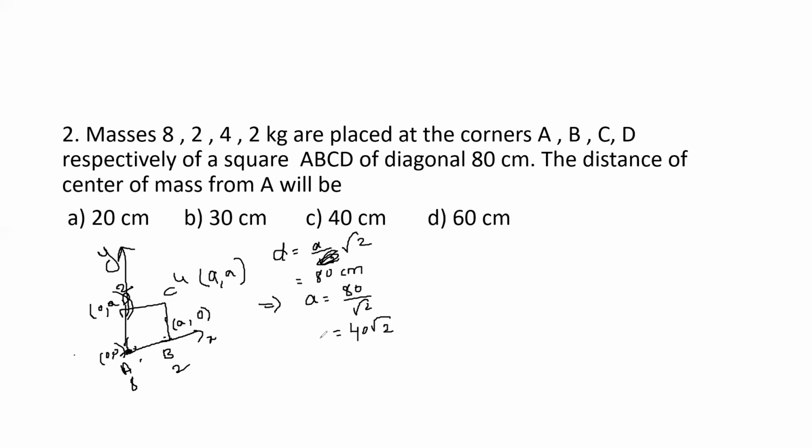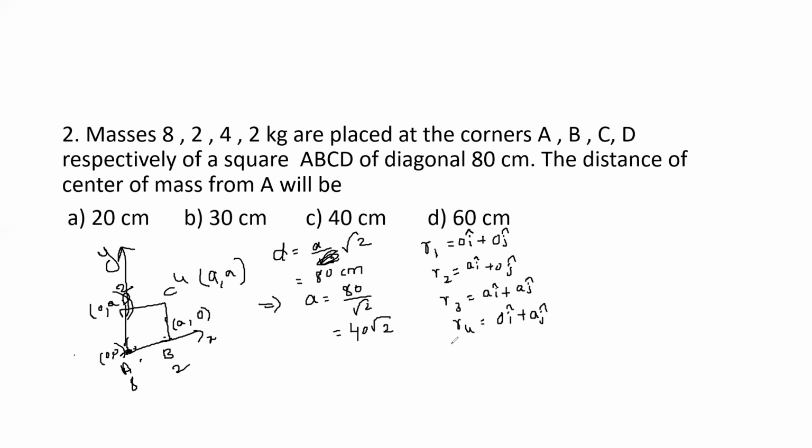The value of D will be 40 root 2. The masses values are given. Therefore, the position vectors can be written as R1 is equal to 0 i cap plus 0 j cap. Similarly, R2 can be written as, already we have written the coordinates, A i cap plus 0 j cap. Then R3 can be written as A i cap plus A j cap. Then R4 can be written as 0 i cap plus A j cap.